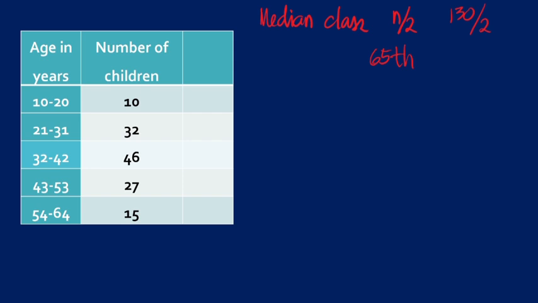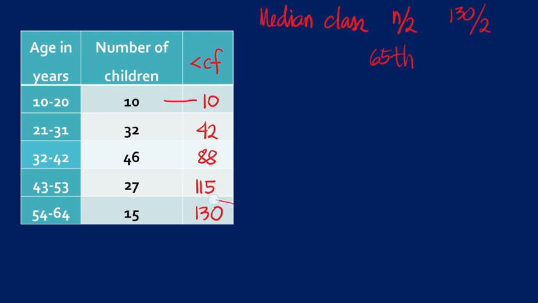the 66th observation. We can find that here by using our less than cumulative frequency. For the less than cumulative frequency, we will copy the first frequency and then continually add the next frequencies. So 10 plus 32 is 42. 42 plus 46 is 88. 88 plus 27 is 115. And 115 plus 15 is 130.